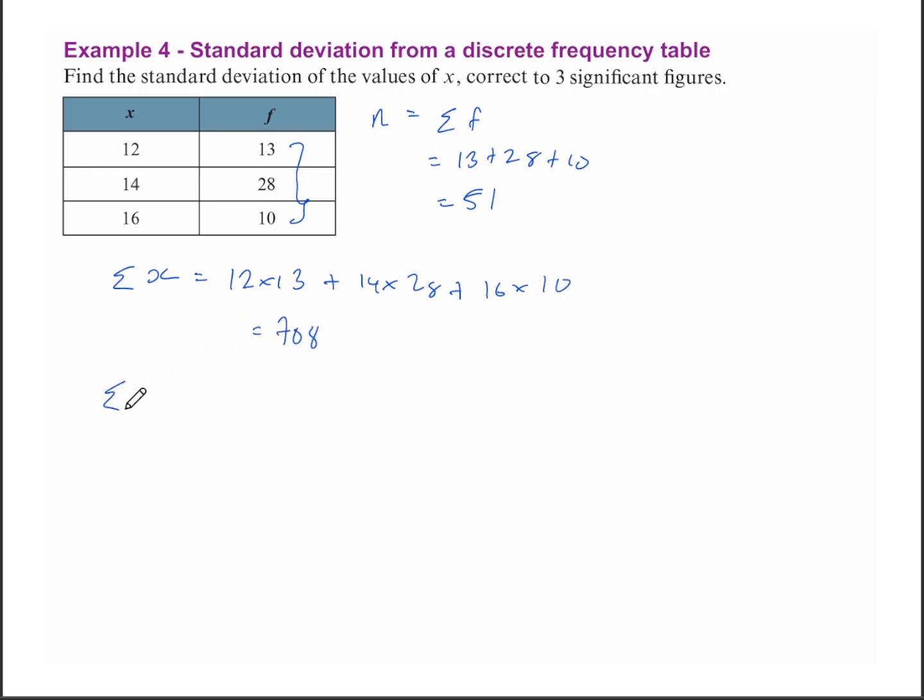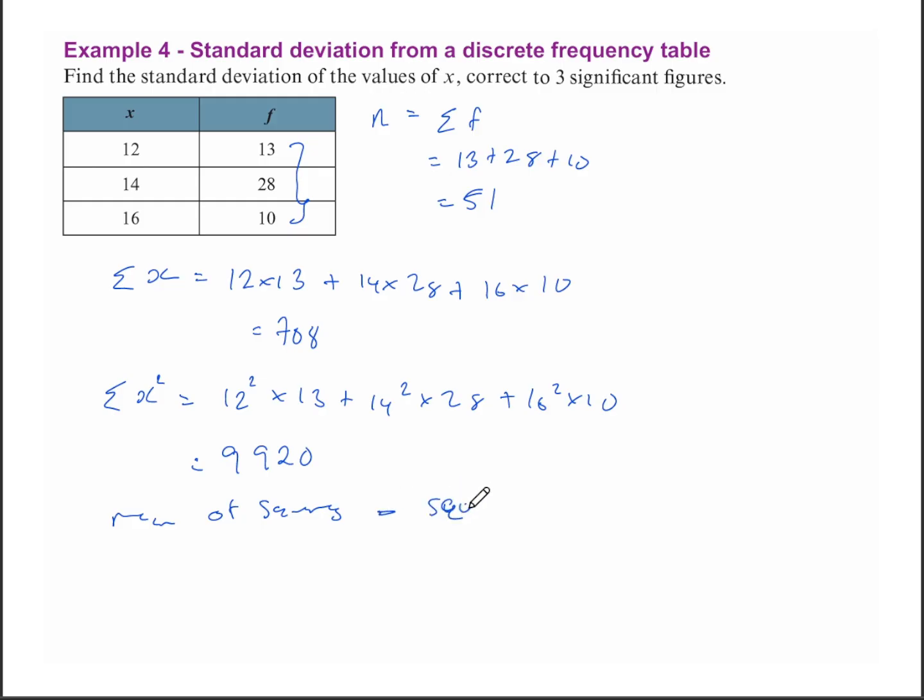And finally, what we need is the sum of the squared data points, which is equal to 12 squared times 13 plus 14 squared times 28 plus 16 squared times 10. This gives us 9,920. And now we can use our formula: mean of the squares minus square of the mean.